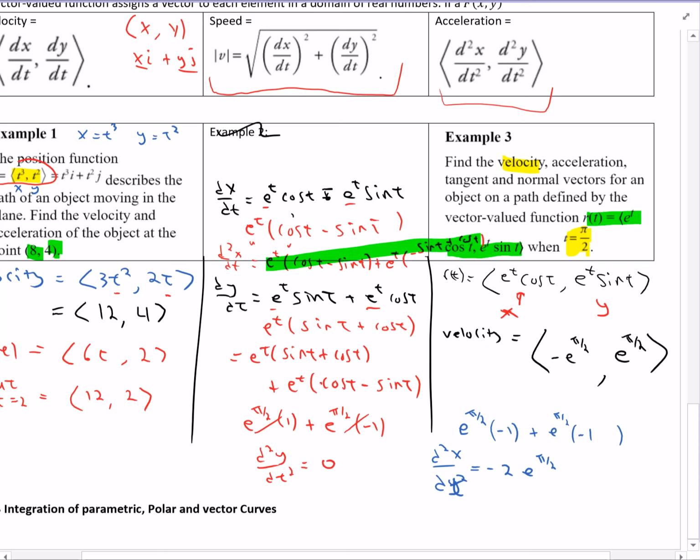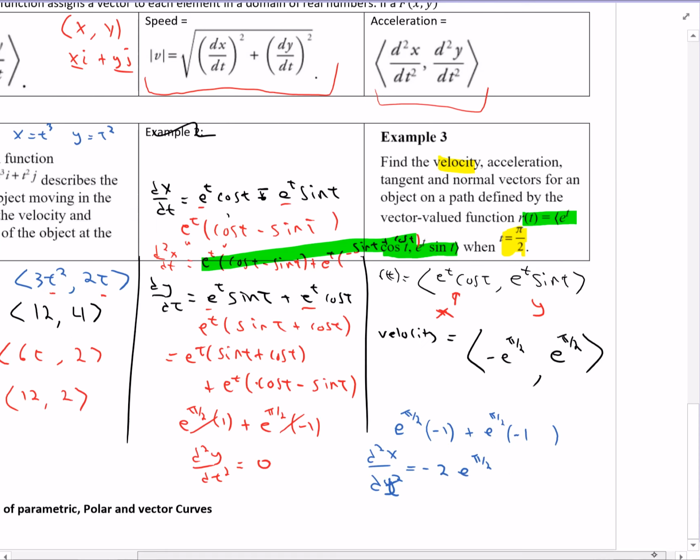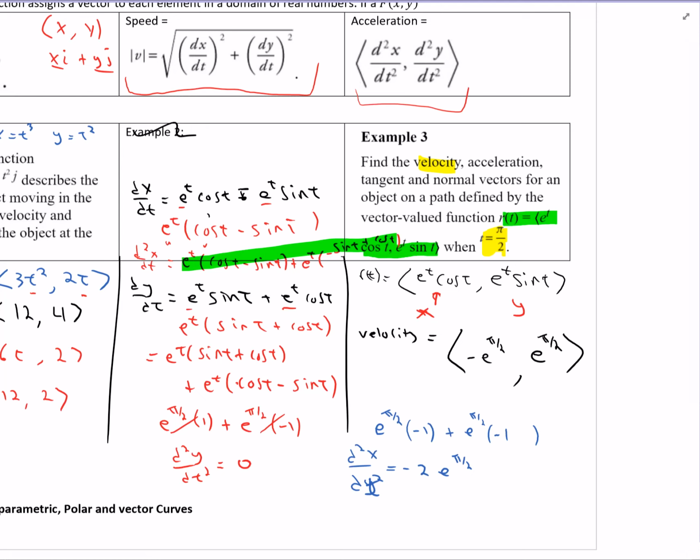And so the acceleration is the x piece is negative 2 e to the pi over 2, and the y piece is 0. So the y piece is not accelerating at pi over 2.